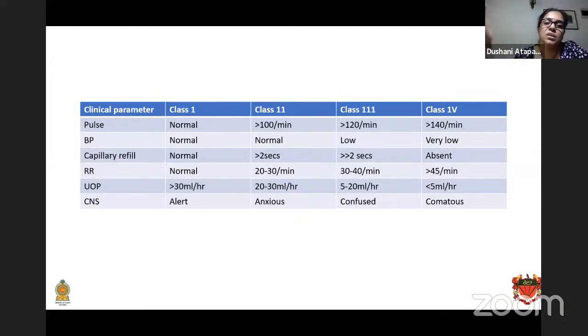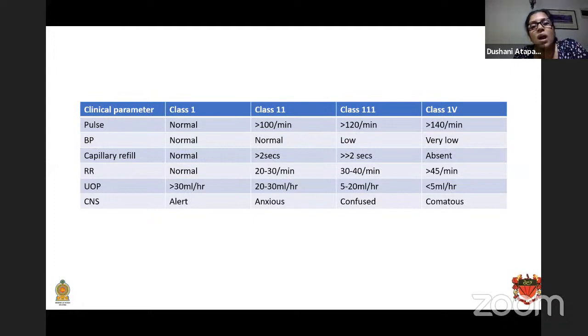So you have your class 1, 2, 3, 4, and in the other column, you can see the clinical parameters. So you go by your systems: the cardiovascular system, the respiratory system, the kidney, the CNS. All these are important. Now you can see class 1, where there is 15% blood loss, so almost all the parameters are normal. The patient would be conscious. So with 500 to 750 mL, they won't show any big deterioration in their clinical picture.